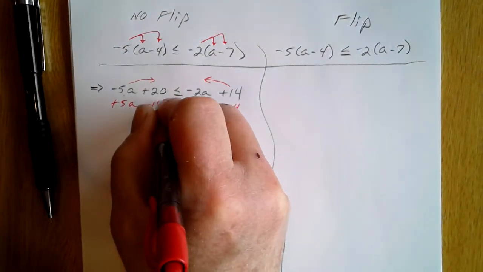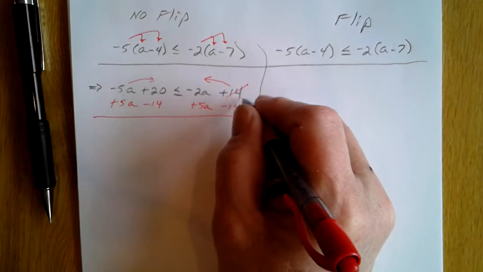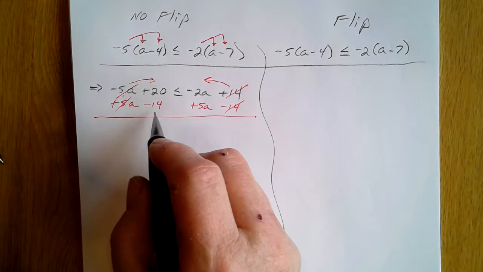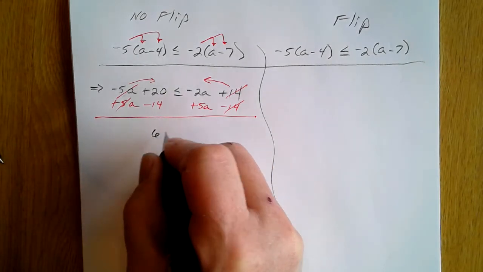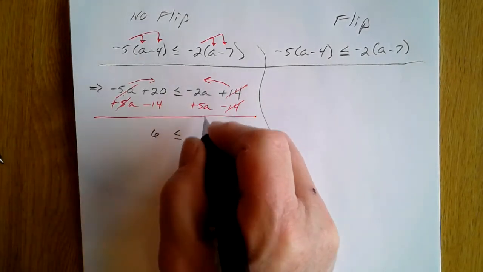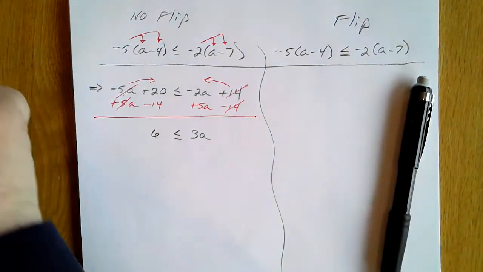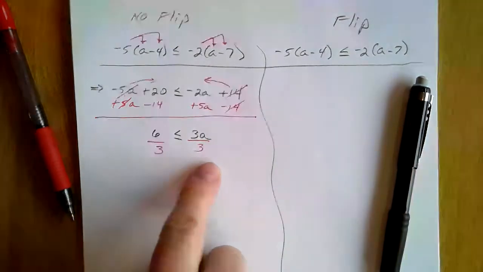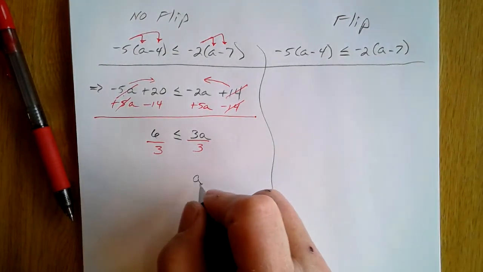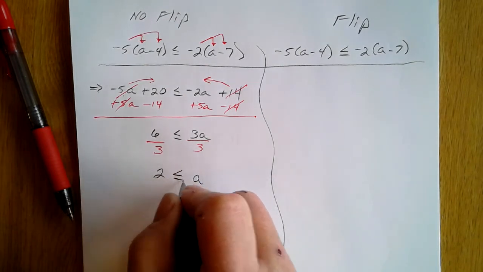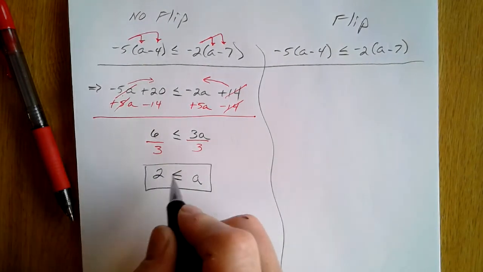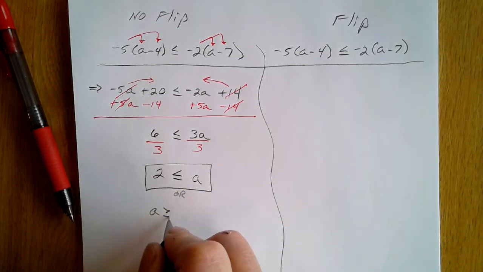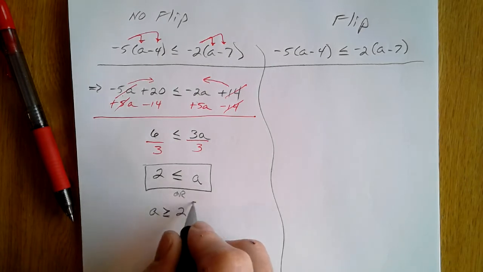So -14 and -14. These two are going to be wiped out, and these two are going to be wiped out. Let's see what we get. 20 take away 14 is 6, is less than or equal to 5 minus 2 is 3a. Now, if I divide this side and that side by +3, I am not dividing by a negative. I get a on the right, 2 on the left, and I get 2 is less than or equal to a, or I can write it as a is greater than or equal to 2.